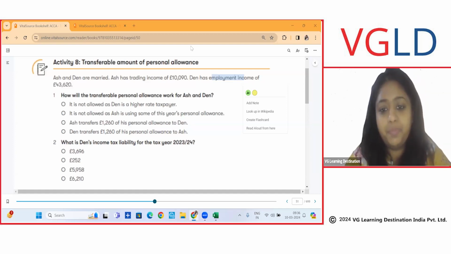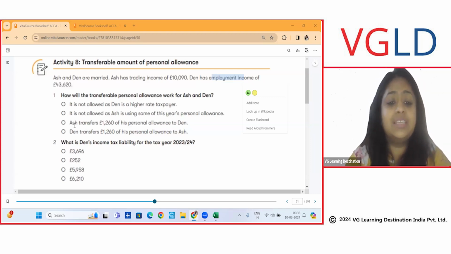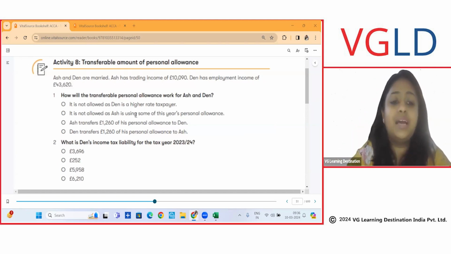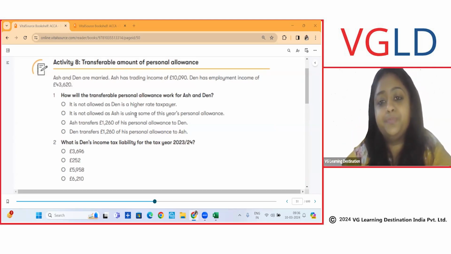Okay, very good. Deepika, correct. Yes, Mohammed, you're correct. So everybody, you are correct. It is option C. The reason being, of course, you find that Ash has got the lower income. So definitely, Ash would be the one who will be transferring 1260 of his PA because it is less than the PA amount as well. Wonderful. C is the answer. Give me the second one answer. After giving the tax reducer, what is the tax calculation? Give me that.